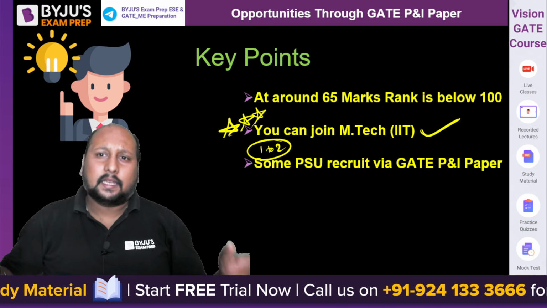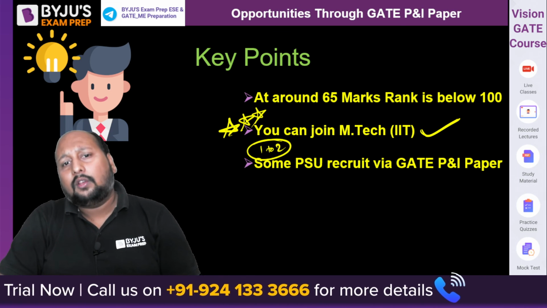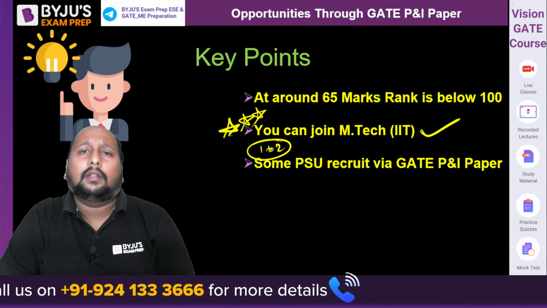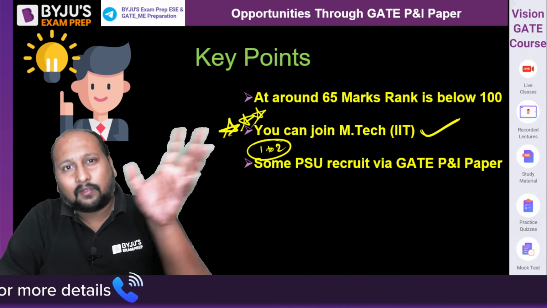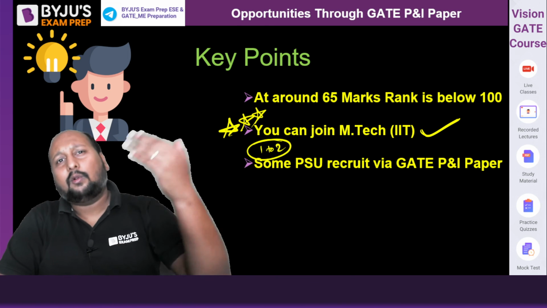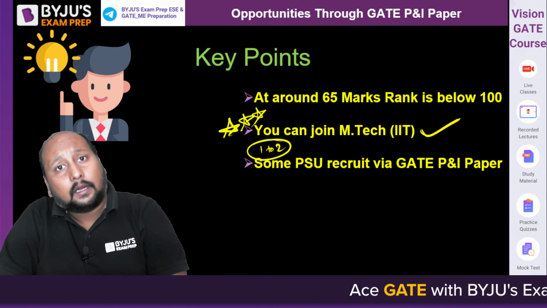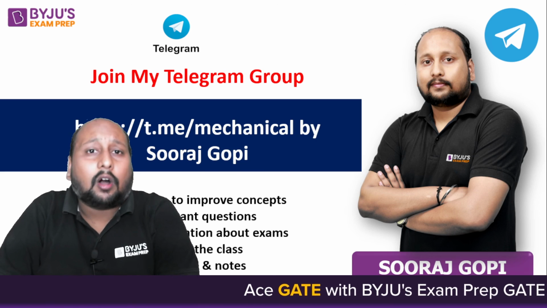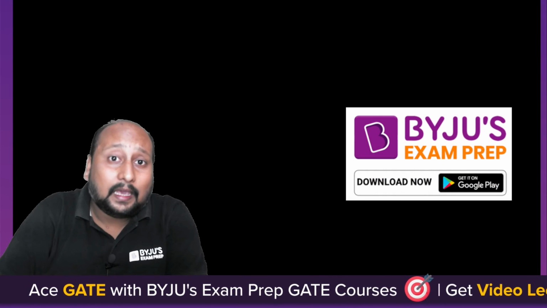Overall I can say that for P&I and XE, the major highlight is that you can directly get into the master's program in different old IITs because the syllabus is confined. Slight additional effort will be required in PI, but compared to XE, no additional effort will be required. We will be talking about some selected questions only, right? So this is all about the different opportunities that you can avail from the P&I paper.